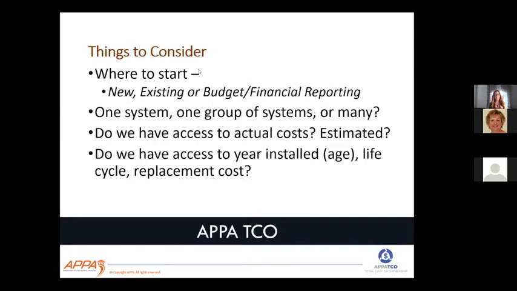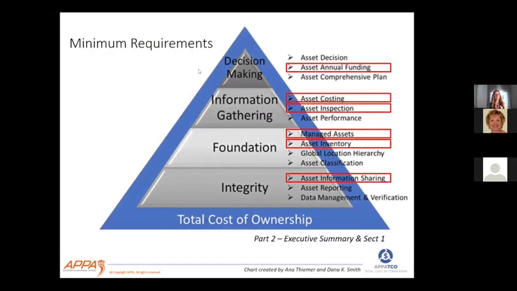Another key piece of information is, do you have access to the year installed or the age? And that can be approximate or it can be very actual. So just looking at some general numbers there if you don't have the actuals. And then the life cycle of that system or building, and then the replacement cost. So you'll notice the theme. This slide will come up often during our presentation as we look through how we implement this.